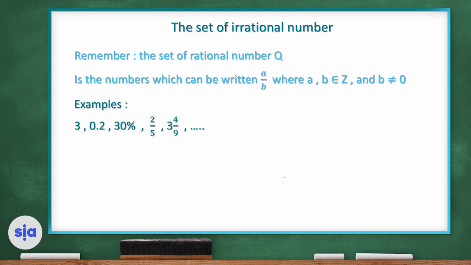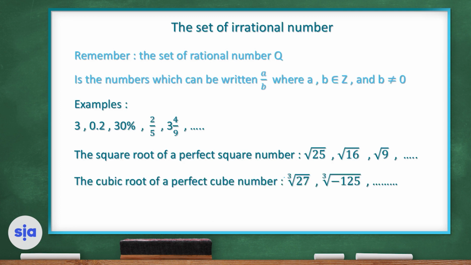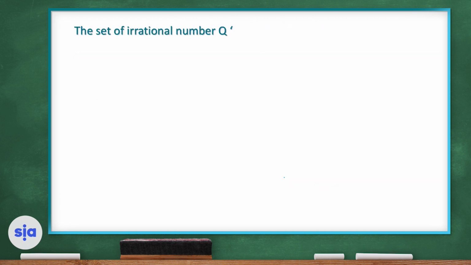Examples for rational numbers: 3, 0.2, 30%, 2 over 5, and the mixed number 3 and 4 over 9, and so on. Or another example for rational numbers: the square root of a perfect square number like square root of 25 because it's equal to 5, square root of 16 because it's equal to 4, square root of 9 because it's equal to 3, and so on. Or the cubic root of a perfect cube number like the cubic root of 27 because it's 3, cubic root of negative 125 because it's negative 5, and so on.